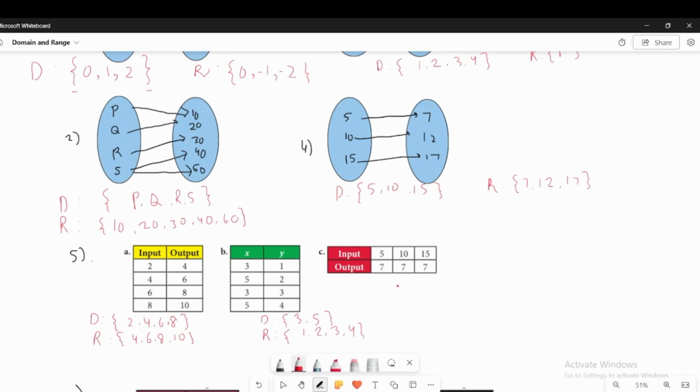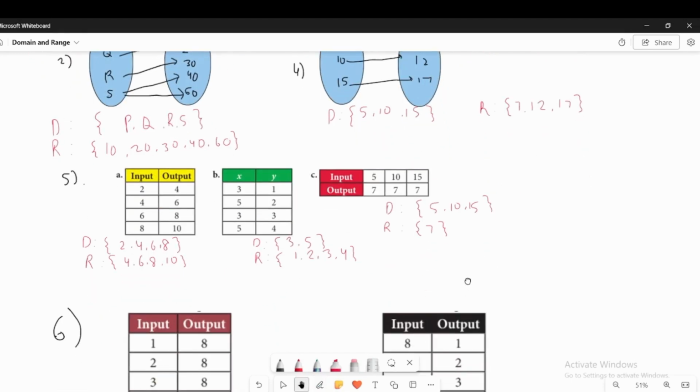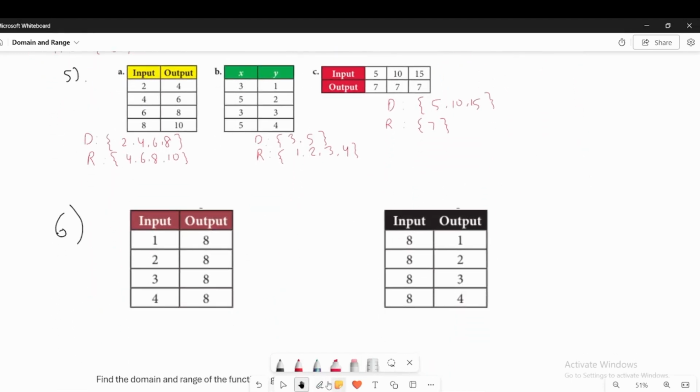Now in this example we can see here the domain is 5, 10 and 15 all together. So this is your domain and your range is just going to be 7. Now we are going to see the last two examples, okay? So here you can see the domain is going to be 1, 2, 3, 4. And we have only one output for all these inputs, so your range is just going to be 8.